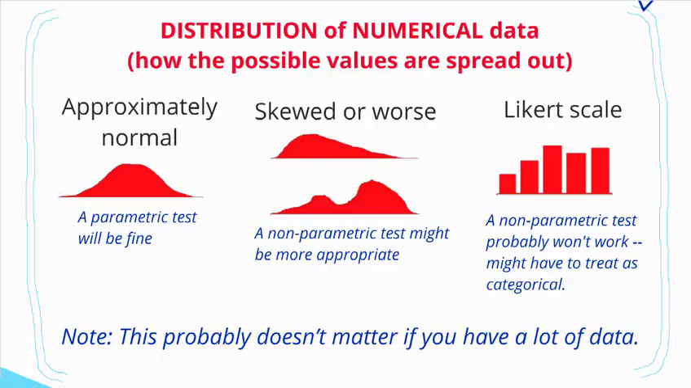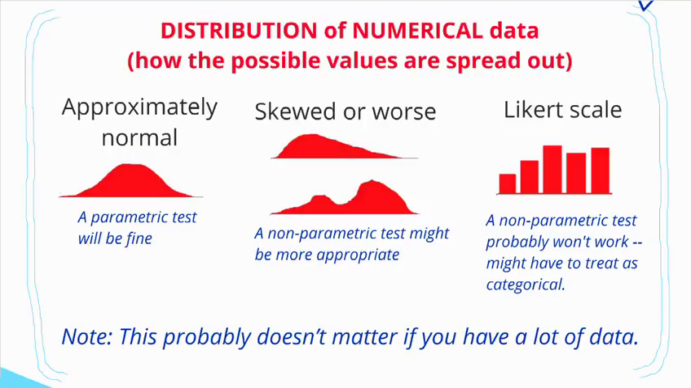If you've ever heard or read the phrase parametric test, it's referring to the fact that you're allowed to assume it's a normal distribution. If it's skewed, like the top one, where it's got longer on one side than the other, or it's worse, like that one, which is called bimodal, you may have to use a non-parametric test. And if it's a Likert scale, a non-parametric test will probably not work, because most non-parametric tests are based on the assumption that 2 different people can't give the same answer. And if you're asking people satisfaction, totally 2 people can give the same answer.